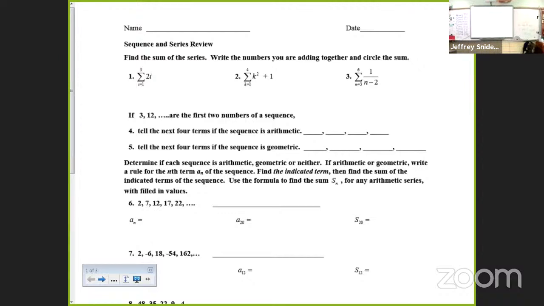Why is this not logging in? My internet. I'm hoping. Uh-oh, connection failed. I wonder if my Zoom's even working. Okay, there we go. No. Yes.